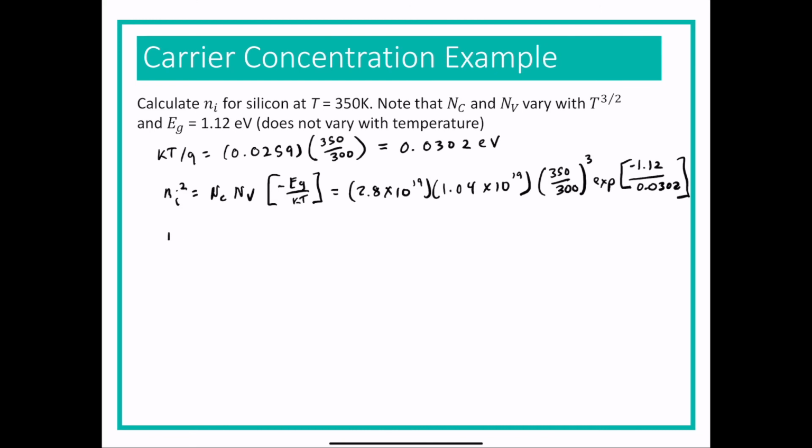And we get Ni squared is 3.62 times 10 to the 22 per cubic centimeter. So we take the square root and we get the number of intrinsic electrons at 350 to be 1.9 times 10 to the 11 per cubic centimeter. So there are more than there would be at 300, which is good because that's what we would expect. We would expect more carriers at a higher temperature.